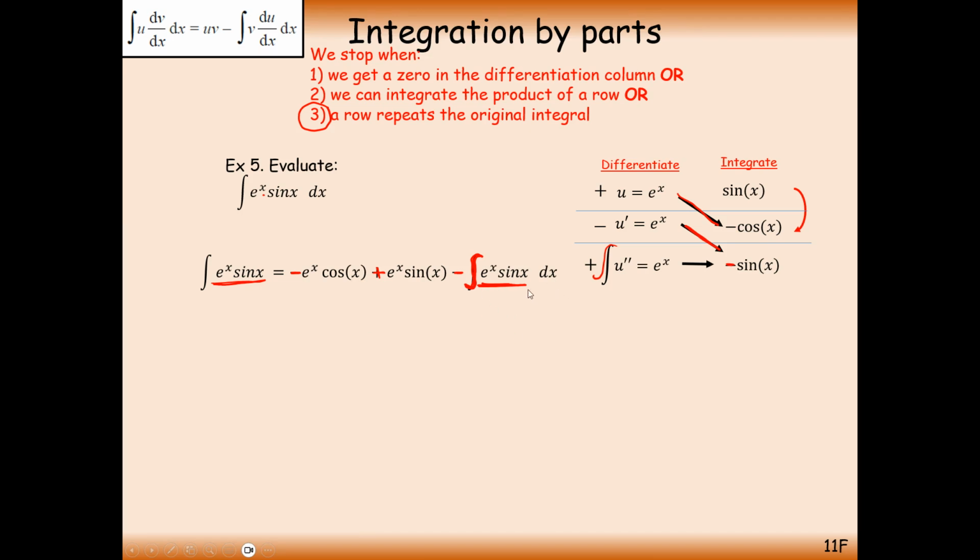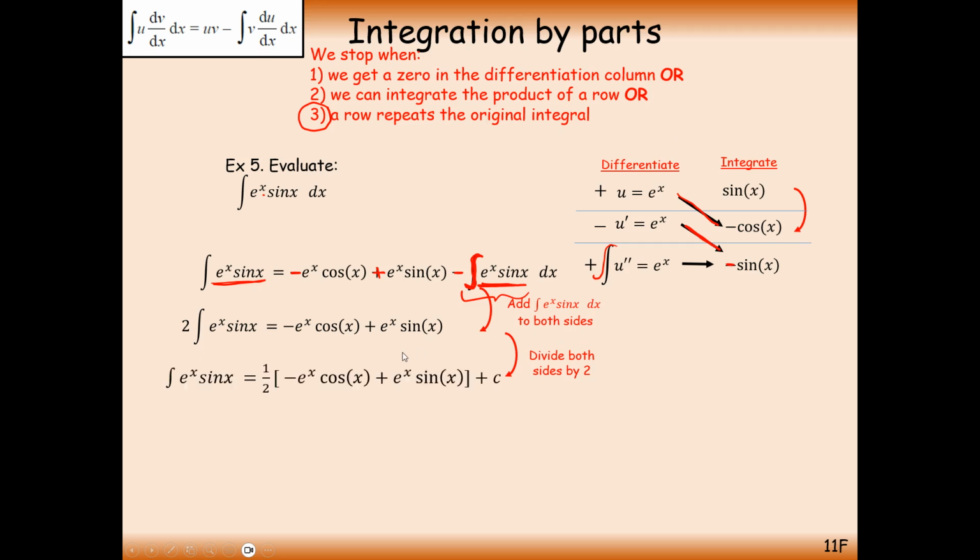We can take this integral from the right side and add it to the left, because they are one and the same thing. We'll get 2 lots of the integral. The final answer is what we have on the right divided by 2, and we can put a plus c there. We can also factorize the power of x and rearrange signs and bring the cos next because that's got a negative sign.